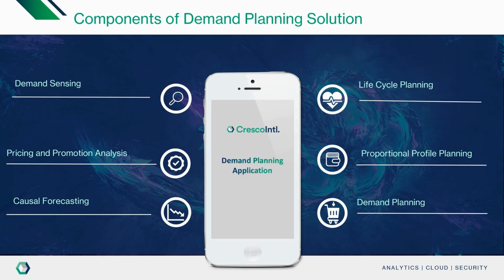Now, let's look at the components of a comprehensive demand planning solution. These are the building blocks that come together to create a powerful, effective system. First, we have demand sensing. This is about picking up on real-time signals that could impact demand in the short term. It might involve analyzing point-of-sale data, monitoring social media sentiment, or tracking weather patterns that could affect product sales.